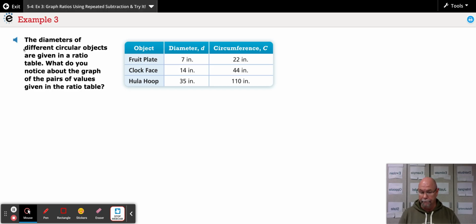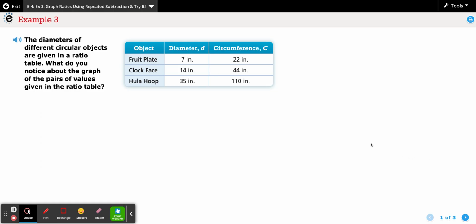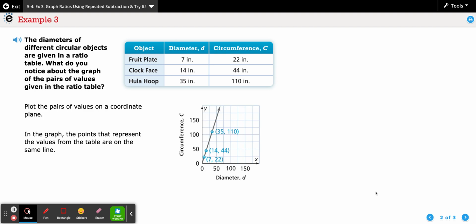The diameters of different circular objects are given in a ratio table. What do you notice about the graph of the pairs of values given in the ratio table? What do you notice about the graph, right? So chances are they're going to go ahead and graph it, and then we'll talk about it. Right, so they put these data points onto a graph. So 7 comma 22 is right here, and then 14 comma 44 is right here, and then lastly 35 comma 110 is right there. Okay.